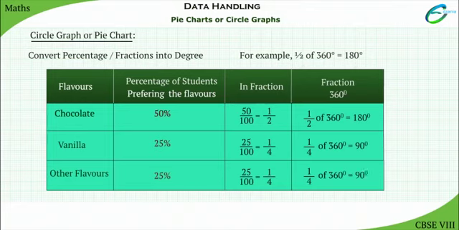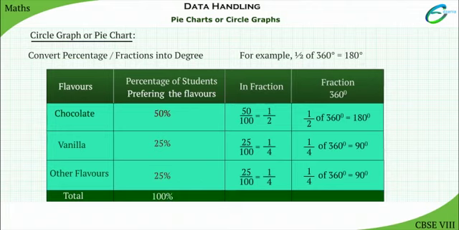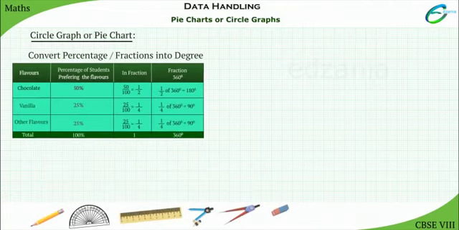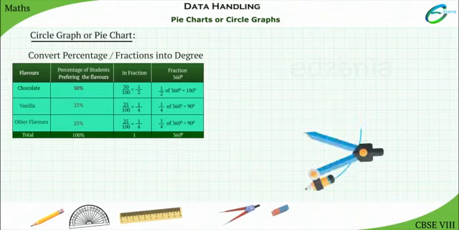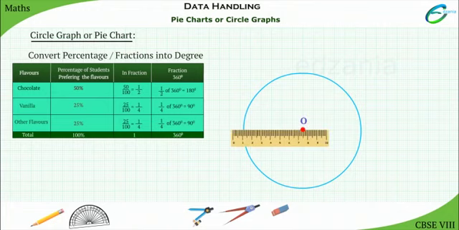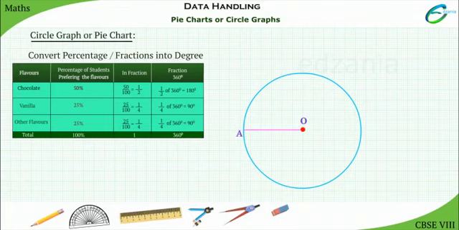To check whether the computation of sector angles is correct, find the sum of the fractions and degrees. If the sum of the fractions is 1 and the sum of the degrees is 360 degrees, then the calculation is correct. Now that the degree for each sector has been determined, we create the pie chart. First, we draw a circle with a convenient radius. Mark its center O and a radius OA. Now we divide the circle into sectors.